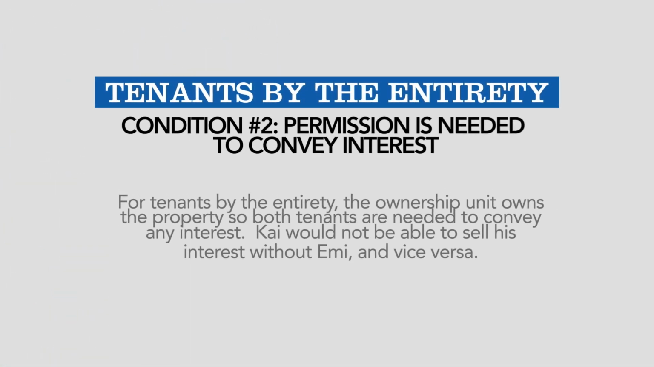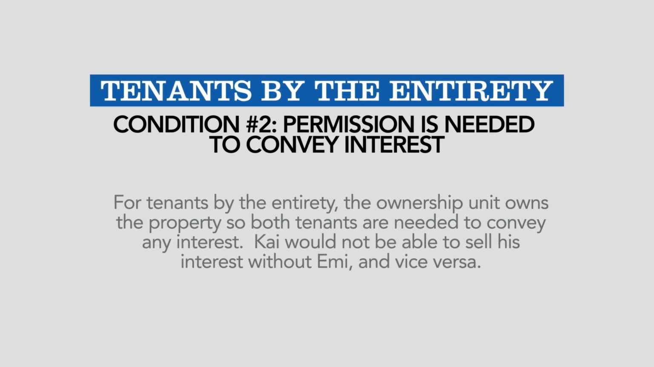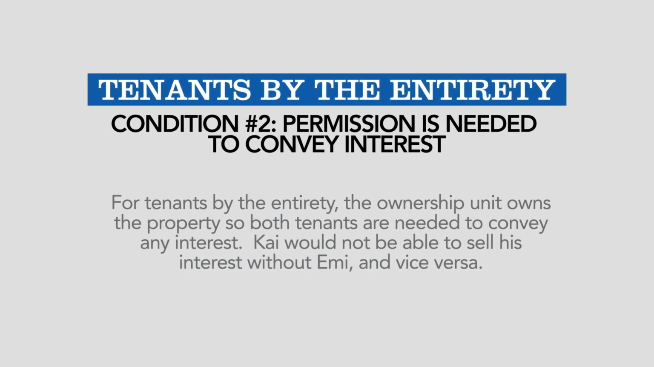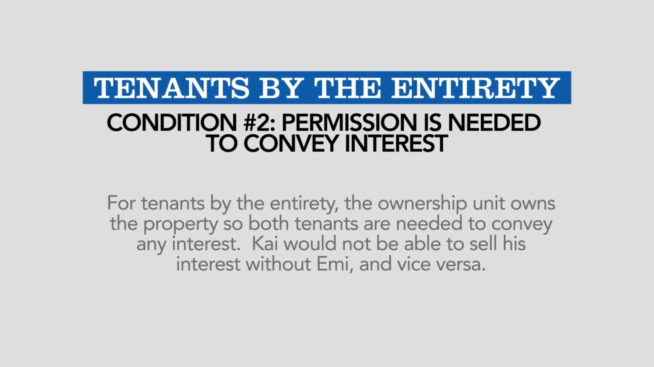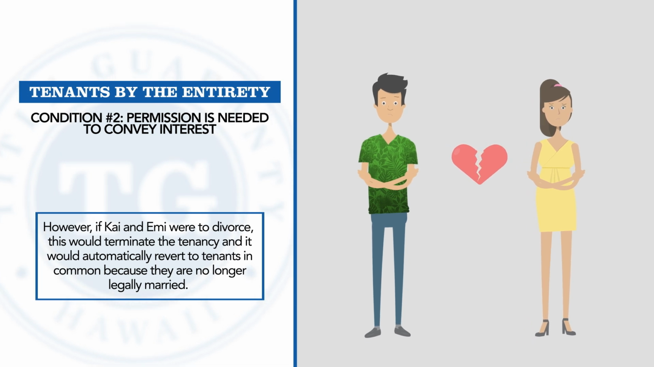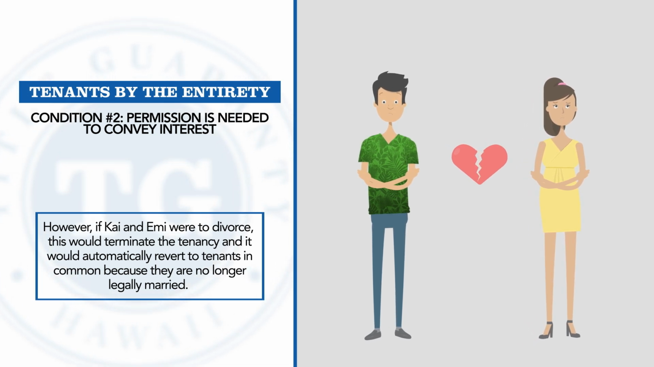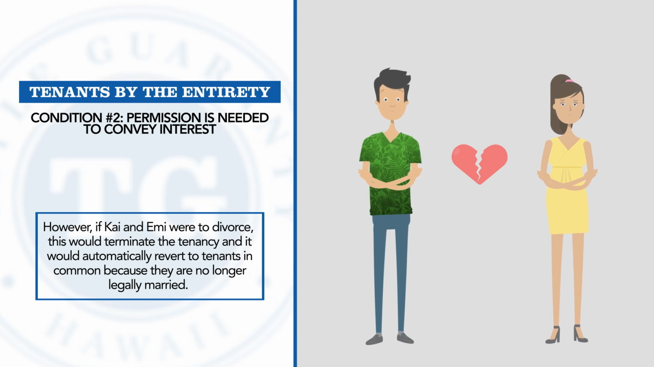For tenants by the entirety, the ownership unit owns the property, so both tenants are needed to convey any interest. Kai would not be able to sell his interest without Emmy, and vice versa. However, if Kai and Emmy were to divorce, this would terminate the tenancy and it would automatically revert to tenants in common because they are no longer legally married.